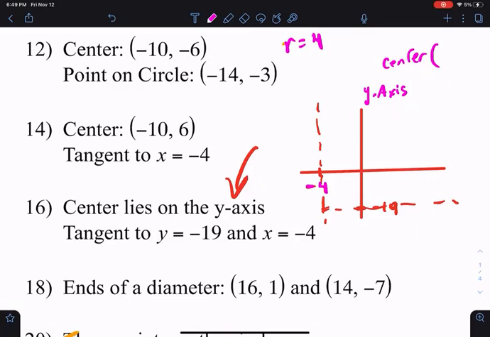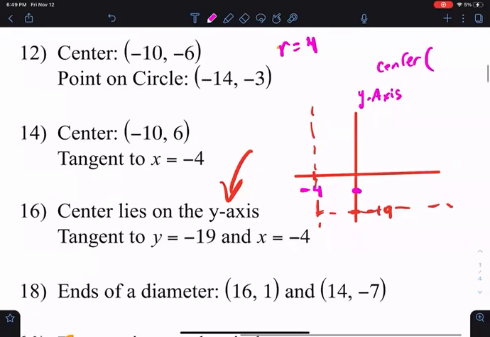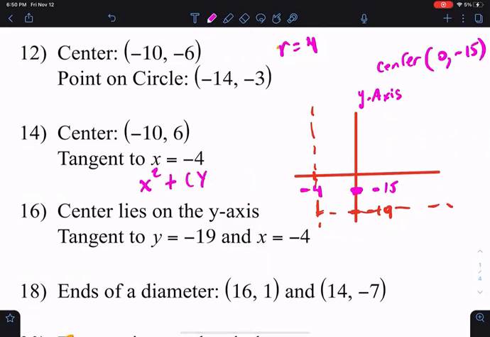The distance from -19, the radius is 4, right? So the y coordinate of the center will be 4 units above -19. That will be -15, right? So therefore, this is the center. The center should be at (0, -15), and the radius is 4 from the previous situation, because the distance from -4 to the y-axis is just 4 units. Therefore, the equation is x squared plus (y plus 15) squared equals r squared, which is 16.